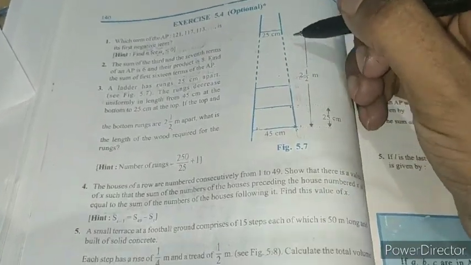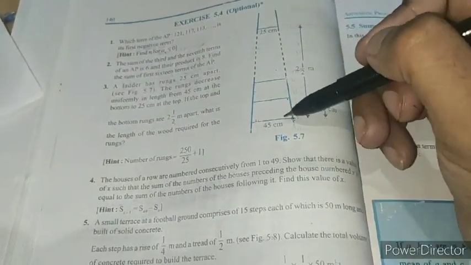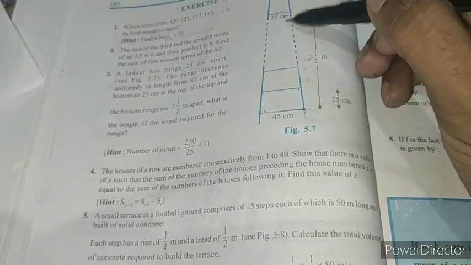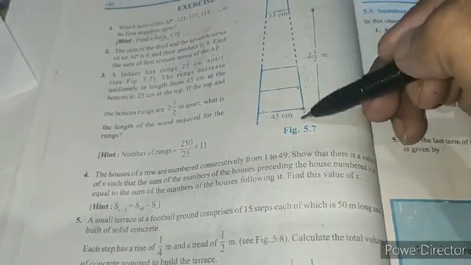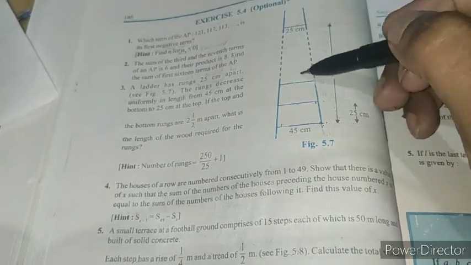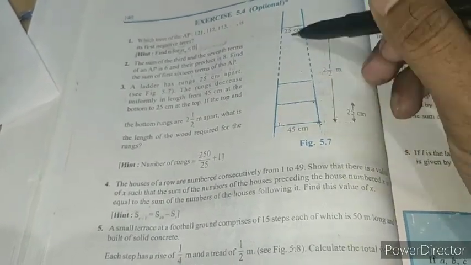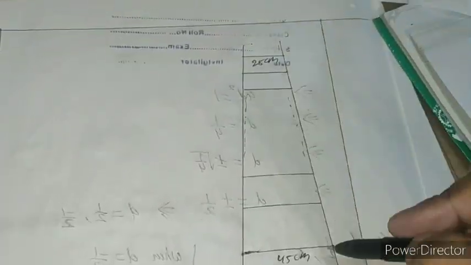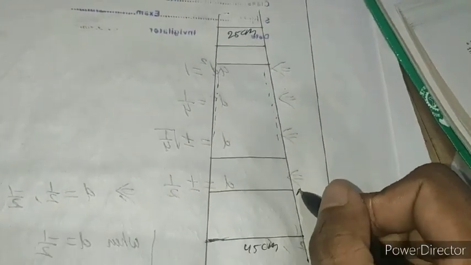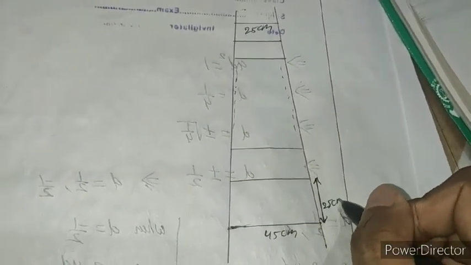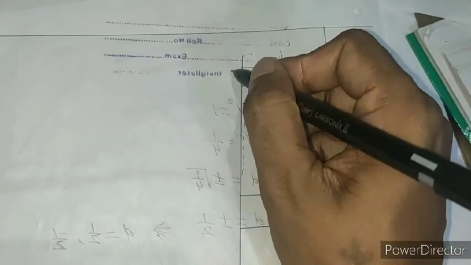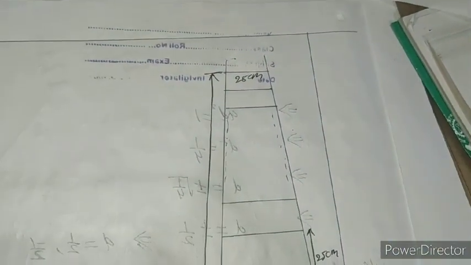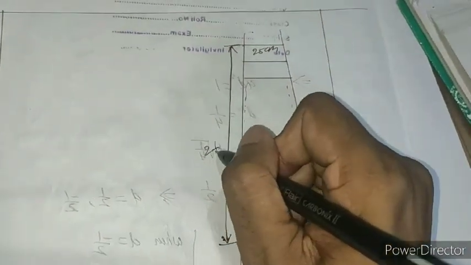Okay, so first of all we have the first term 45 and the last term 25. Now to find how many rungs will be needed, we need to find the total number of rungs in this ladder. So how to find it, let us check. This is our ladder. And this distance is how much? 25 centimeter apart. These rungs are 25 centimeter apart, and from here to here the length is how much? 1 by 2 meter, right?